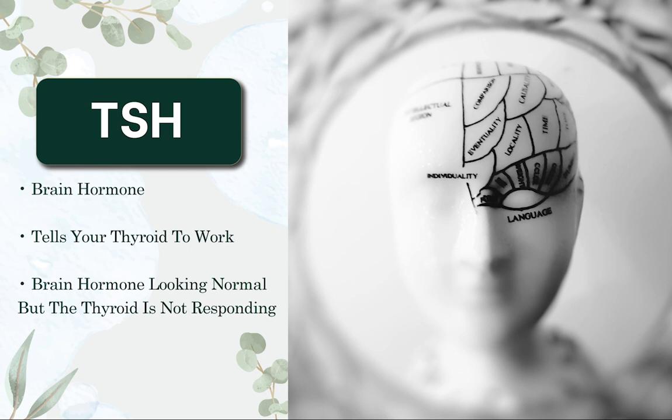And thyroid is a great example because classically one of the only things that's typically looked at is TSH. TSH is the brain hormone. It's the brain hormone that actually tells your thyroid to work. And so essentially what winds up happening is if you just test TSH, sometimes the brain hormone is looking normal, but the thyroid is just not responding.